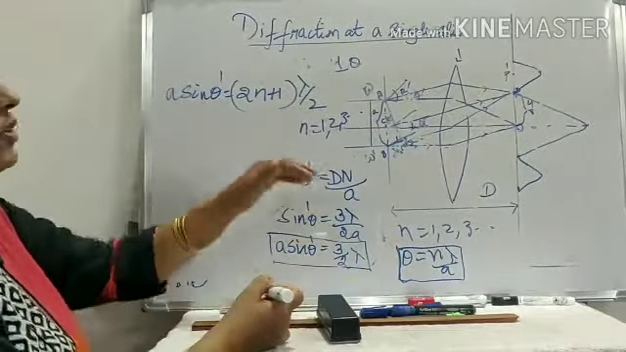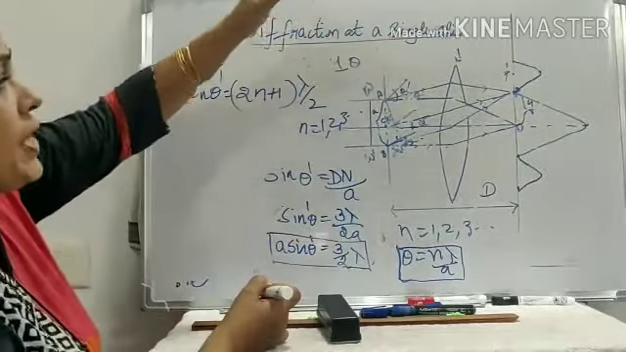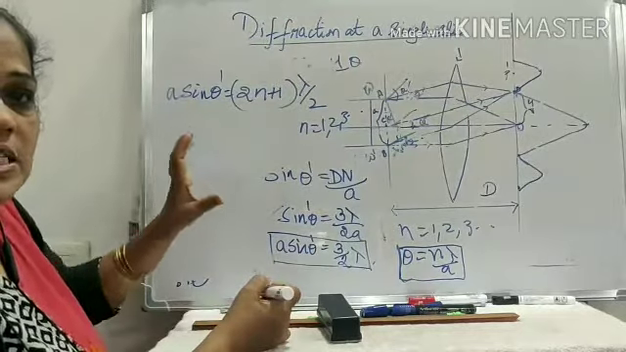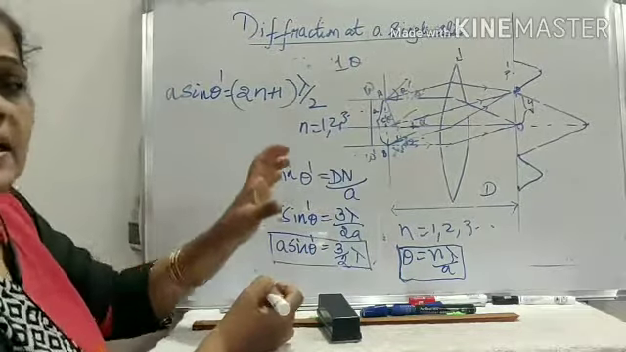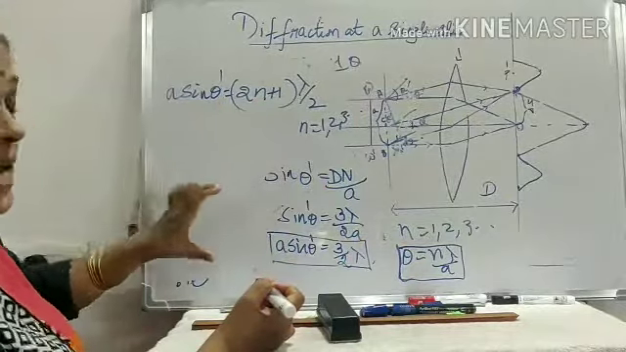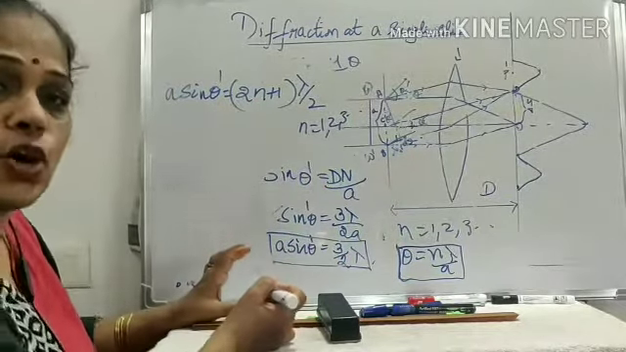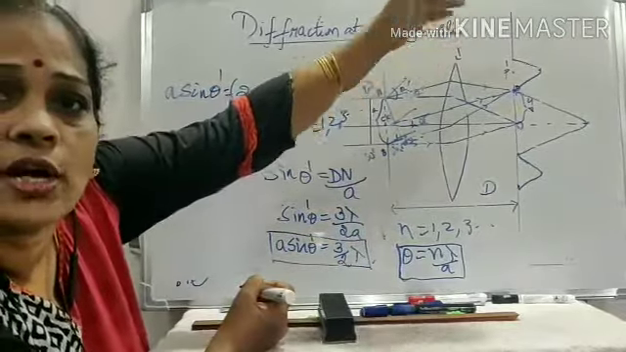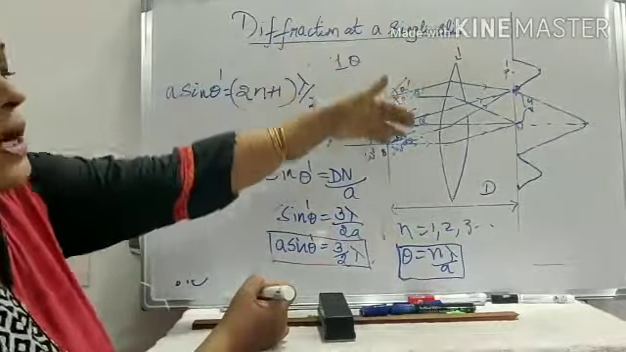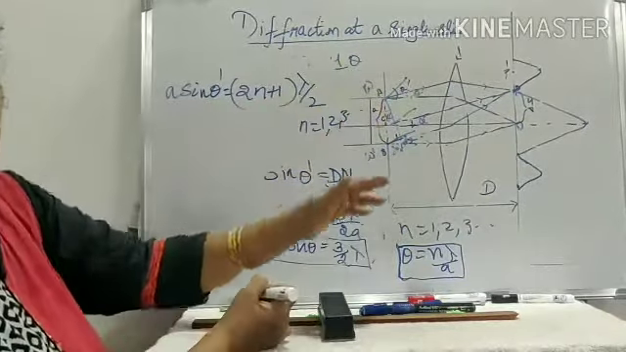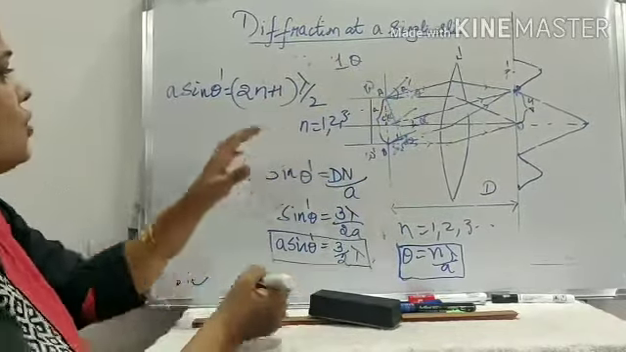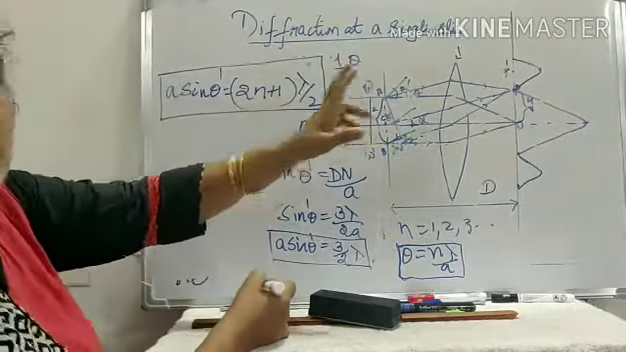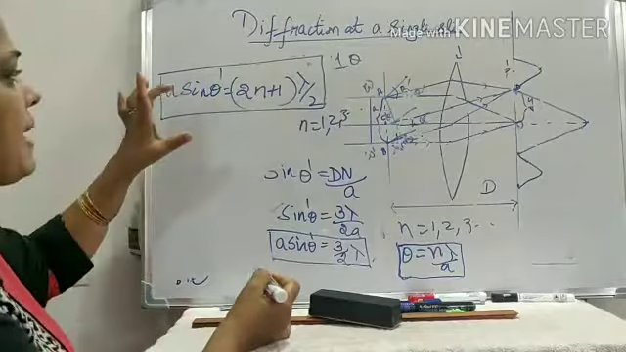Which means that for the second maxima, you divide the slit into 5 equal parts. The secondary wavelets from the first 4 parts will interfere destructively, and the secondary wavelets from the 5th part of the slit alone contribute to brightness. The intensity goes on decreasing. Why? Because only 1/5 of the slit is contributing to the brightness. So, when you generalize, this is the condition for the maxima. This is the condition for the secondary maxima.